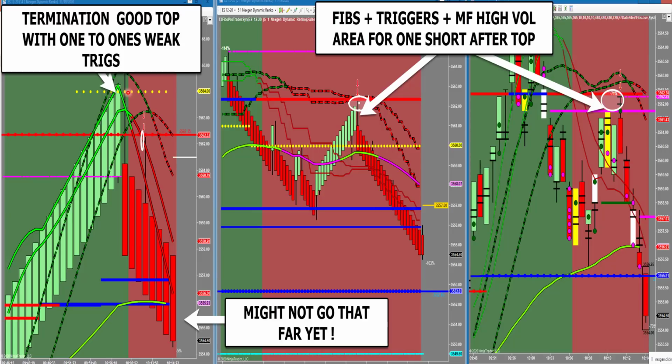Now, if you make 1-to-1s and weak triggers and a fib top, again, this is almost the same look, but a slightly different configuration. Large triggers roll on your 5-1. Also, you have a high volume area at your fibs, giving you extra confidence to pull the trigger on that short trade after you've already made a good top at 1-to-1s with weak triggers and fibs. So it's this high volume line, and your small triggers are down, that gives you the confidence to go immediately inside of that little window, and then obviously take advantage of that move.